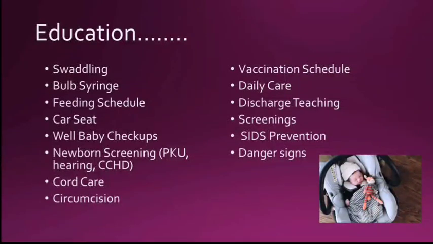The CCHD is the congenital heart defect screening that we now do. So it's a pretty easy screening tool. It involves a couple different things, but also checking blood pressure in an arm and a leg on at least one or two occasions.